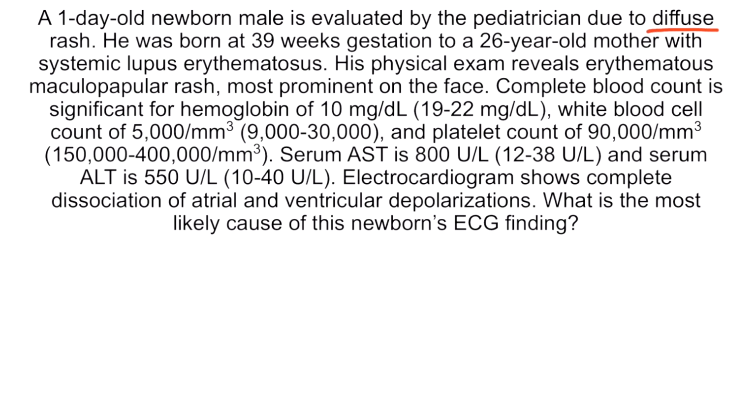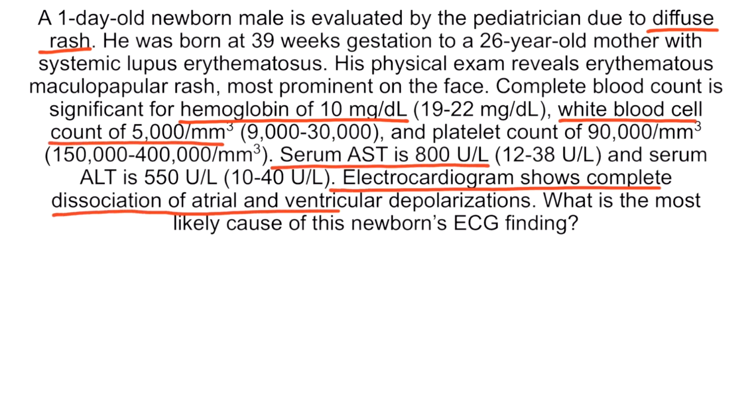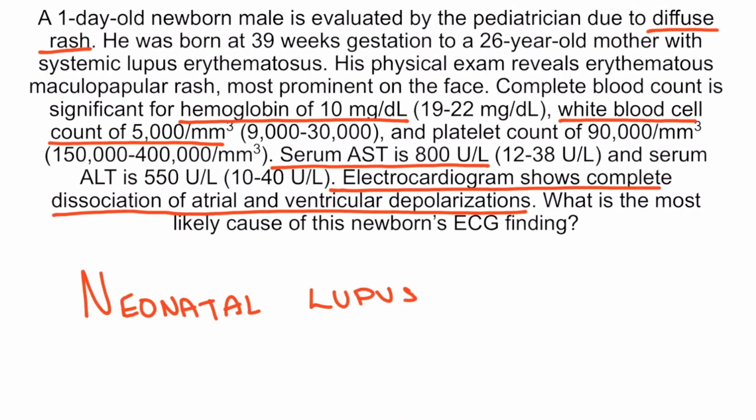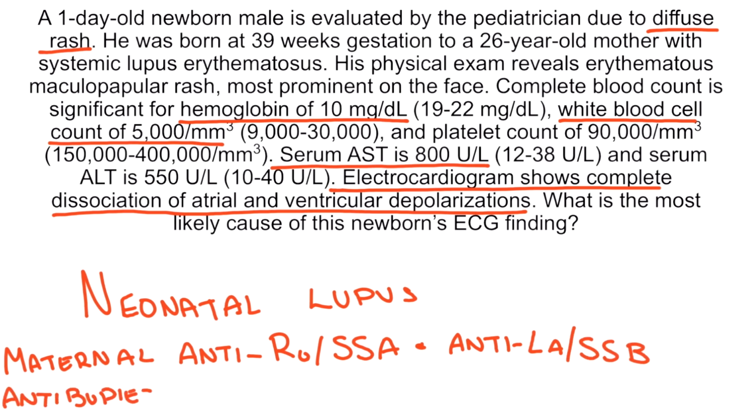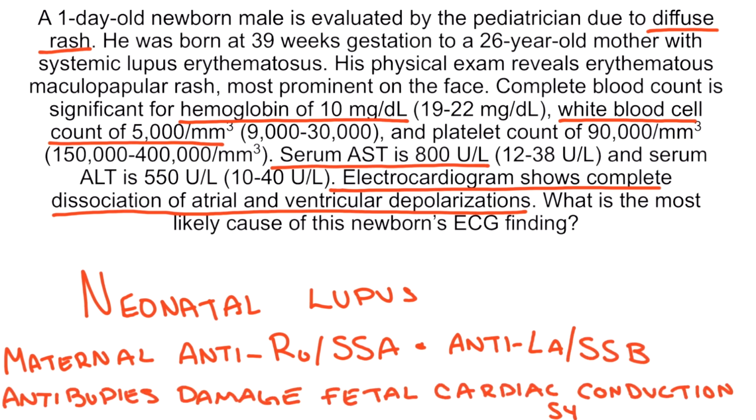This newborn presents with diffuse rash, pancytopenia, high levels of transaminases, and atrioventricular dissociation on ECG. These are the classic signs and symptoms of neonatal lupus. Neonatal lupus is even more likely given the fact that his mother has systemic lupus erythematosus. The complete dissociation of atrial and ventricular depolarizations is consistent with third-degree heart block. Heart block in neonatal lupus is caused by the transplacental transfer of maternal anti-Ro SSA and anti-La SSB antibodies, which damage the cardiac conduction system of the fetus.